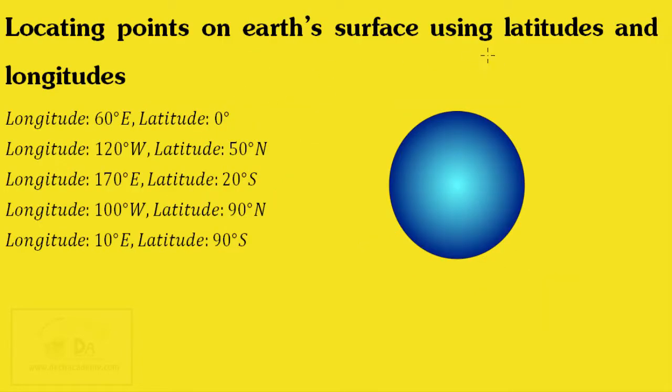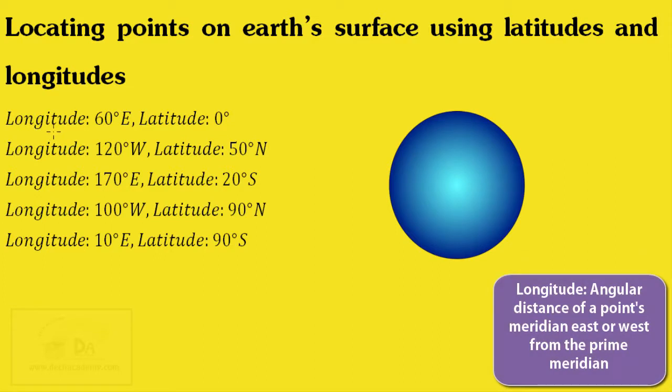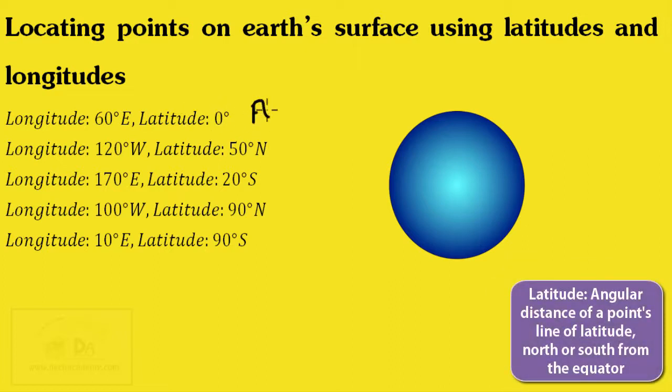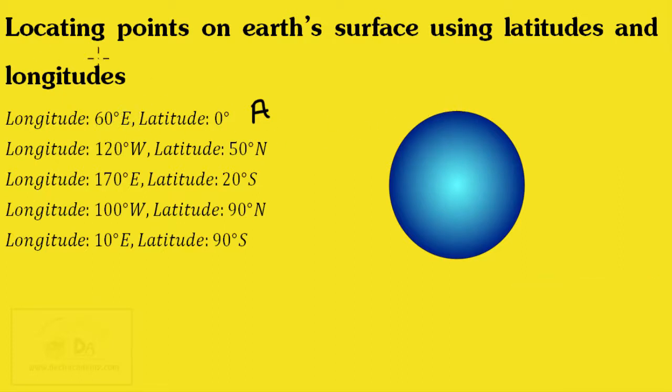Now that you have a good idea of what latitudes and longitudes are, we're going to locate points on the Earth's surface using given longitudes and latitudes. So this is a point here. I'll call this point A. It has a longitude of 60 degrees east. So if this is the North Pole and South Pole, and this is the prime meridian, point A is on a meridian that is 60 degrees to the east of the prime meridian. I'm going to use a different color. I'll use white.